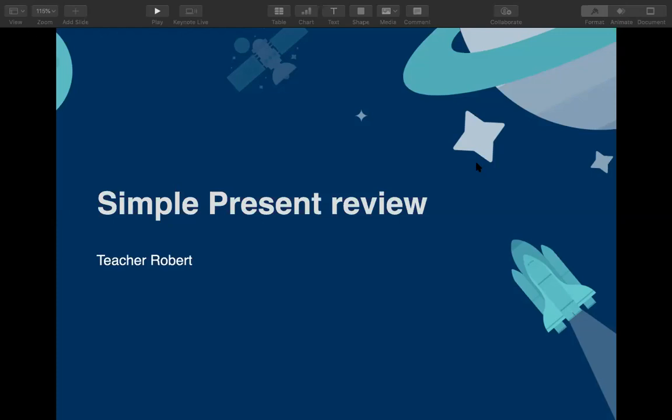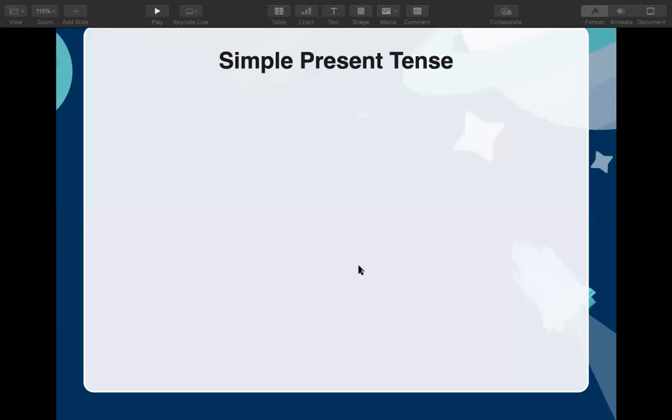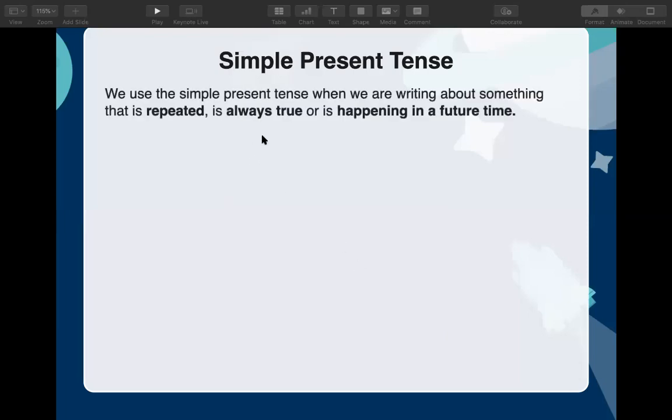So let's start, guys. An important thing to remember is the function of the simple present. For example, we use the simple present tense when we are writing about something that is repeated, is always true, or is happening in future time.